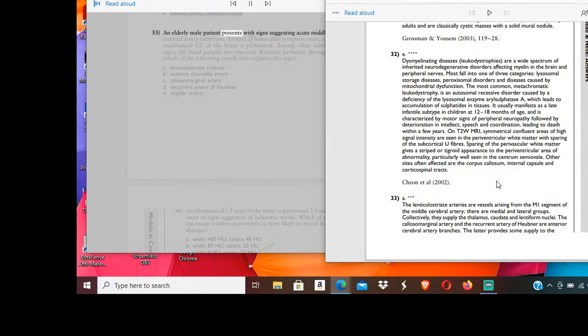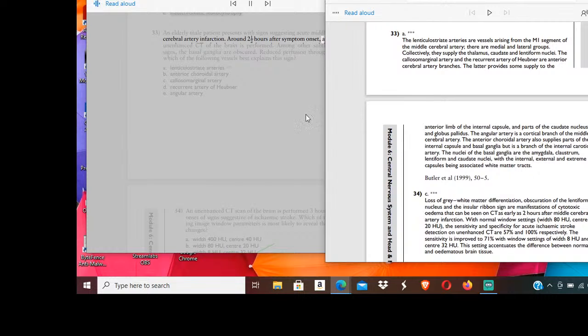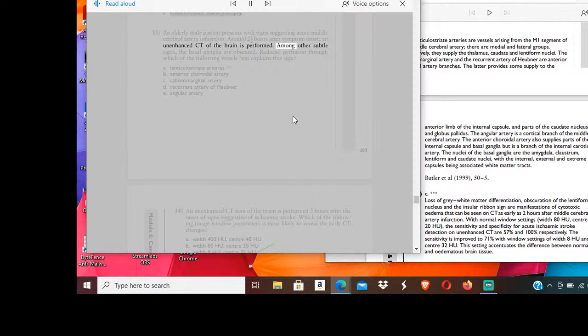33. An elderly male patient presents with signs suggesting acute middle cerebral artery infarction. Around 2 hours after symptom onset, an unenhanced CT of the brain is performed. Among other subtle signs, the basal ganglia are obscured. Reduced perfusion through which of the following vessels best explains the sign?